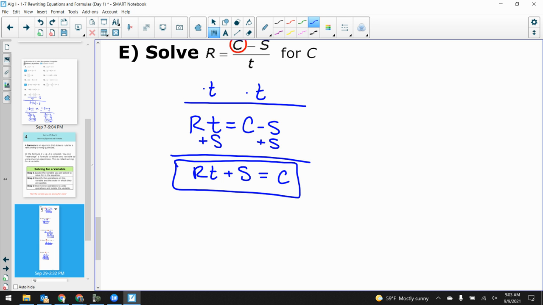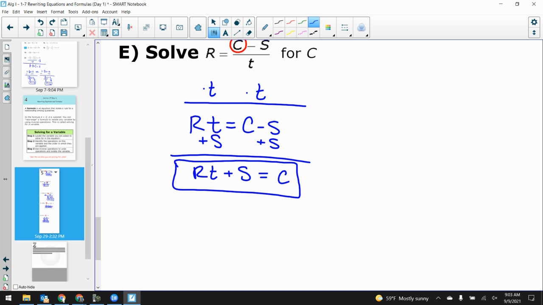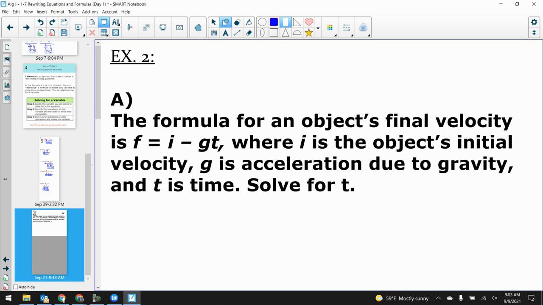Okay, let's take a look at some word problems. Okay? And I have to edit this one here. Your paper says to solve for I, correct? All right. The formula for an object's final velocity is F is equal to I minus gt, where I is the initial velocity, g is the acceleration due to gravity, and t is the time. Do I really care what these things represent? No. Not for our purposes.